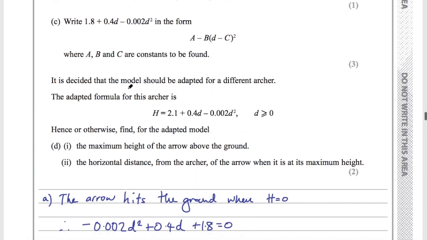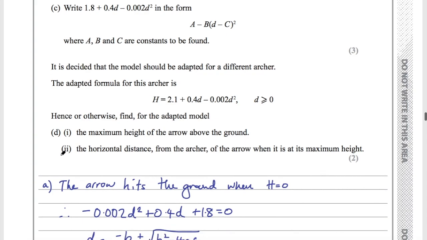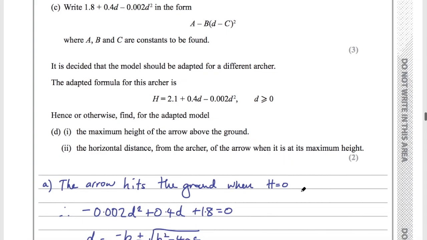Part D says it is decided that the model should be adapted for a different archer. The adapted formula for this archer is h equals 2.1 plus 0.4d minus 0.002d squared. Hence, or otherwise, find for the adapted model, part 1, the maximum height of the arrow above the ground, and part 2, the horizontal distance from the archer of the arrow when it is at maximum height.